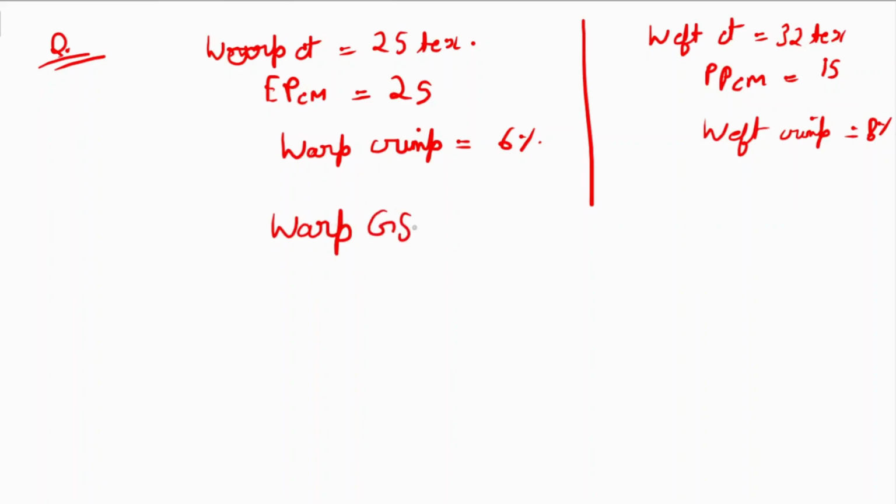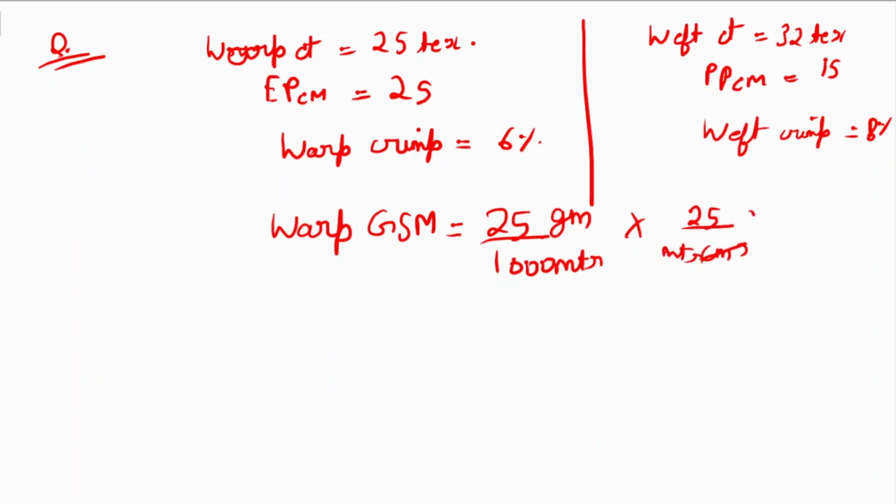So we can calculate the warp GSM. How will we calculate it? 25 tex, 25 gram per 1000 meter, into 25 EPCM, ends per centimeter. For conversion of centimeter into meter, we multiply by 100, and the crimp is 6%, so 1 plus 6 upon 100. This is how we will calculate. If you calculate, it will come out to be 66.25 gram per meter square.